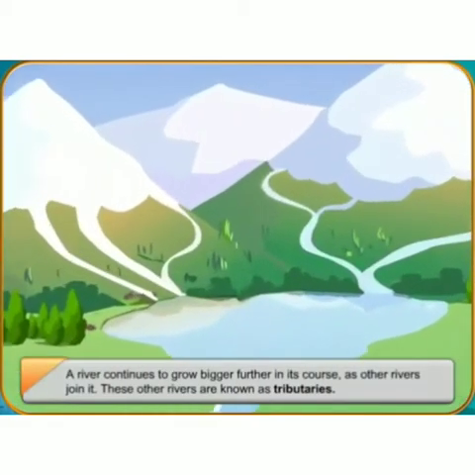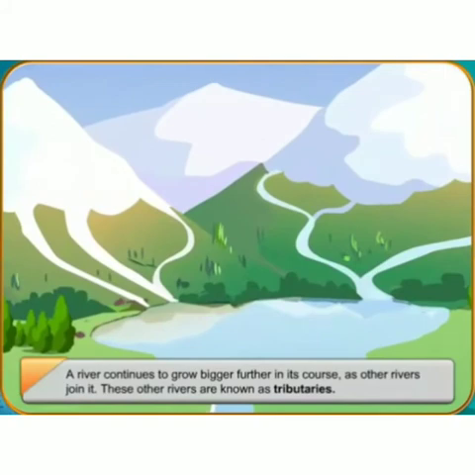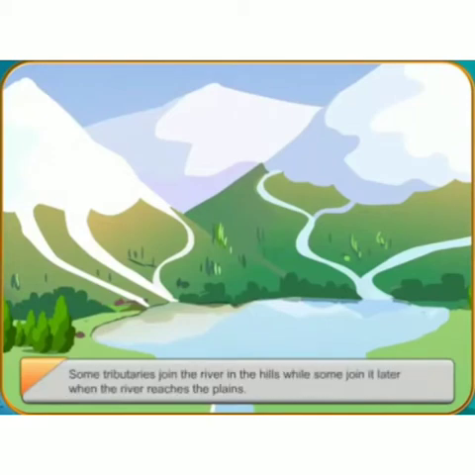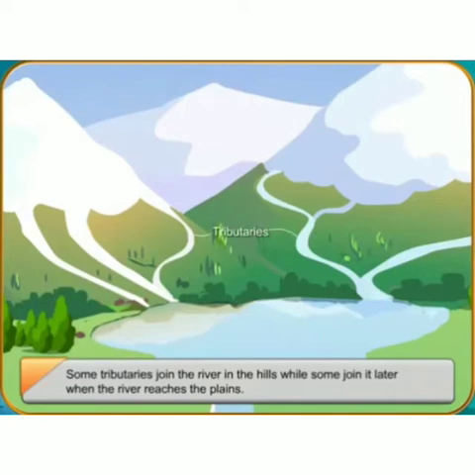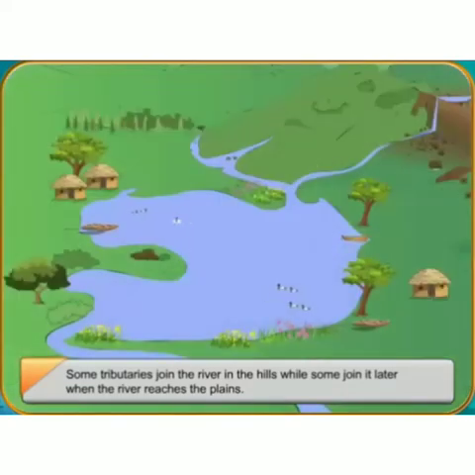A river continues to grow bigger further in its course as other rivers join it. These other rivers are known as tributaries. Some tributaries join the river in the hills while some join it later when the river reaches the plains.